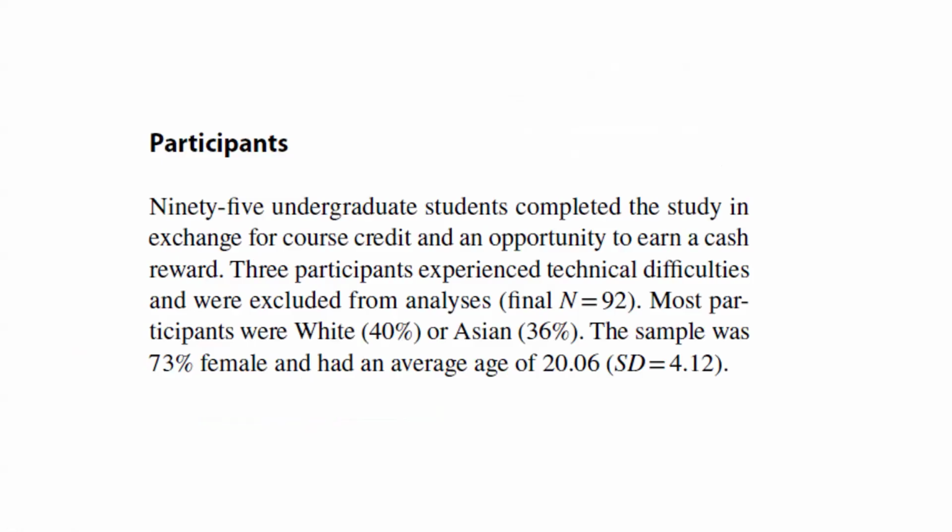So what I'm going to do here is just grab text right from the manuscript, and we have the data from the paper. And we're going to try to recreate what is in the manuscript, following along with our data. So you see here that we started with 95 undergraduate participants, but three of them had technical difficulties. So actually, our final sample size is 92. So that means we have 92 participants in this study.